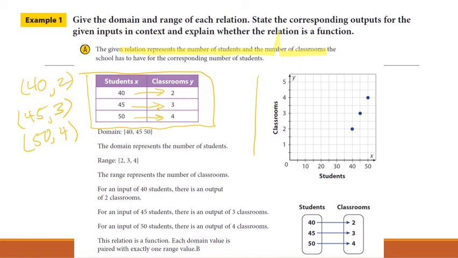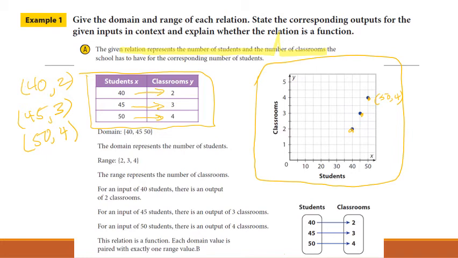Another way or method to represent this data is using a graph, where each of these points represents the x and y value for your input and your output. So when your input's 50 students, your output would be 4 classrooms.